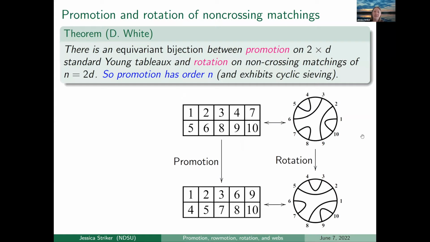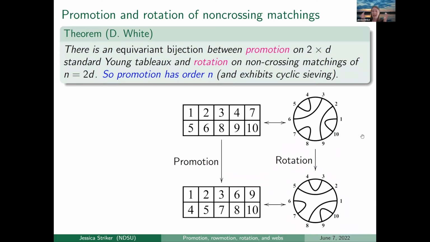And so this was an observation of Dennis White, that promotion on 2-row rectangular standard Young tableaux corresponds to rotation on the non-crossing matching, just using the normal bijection we already discussed. So that's a lovely visual explanation for why promotion of 2-row rectangular standard Young tableaux has order n, the number of boxes.